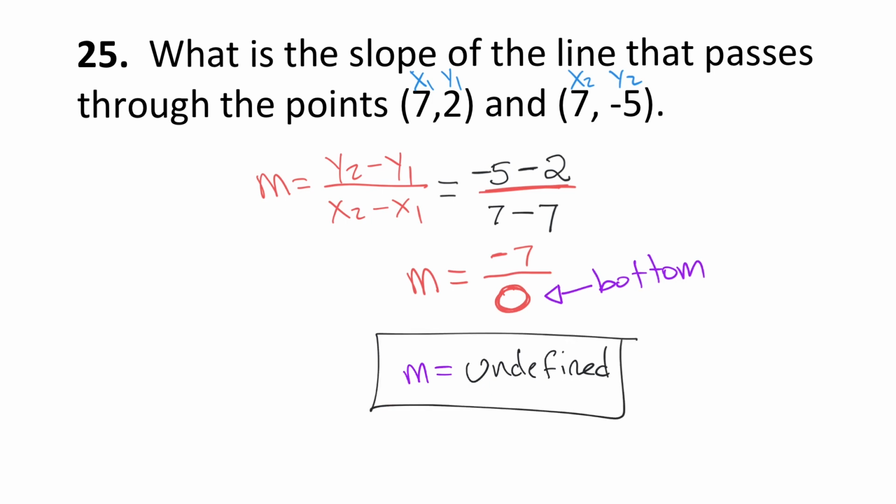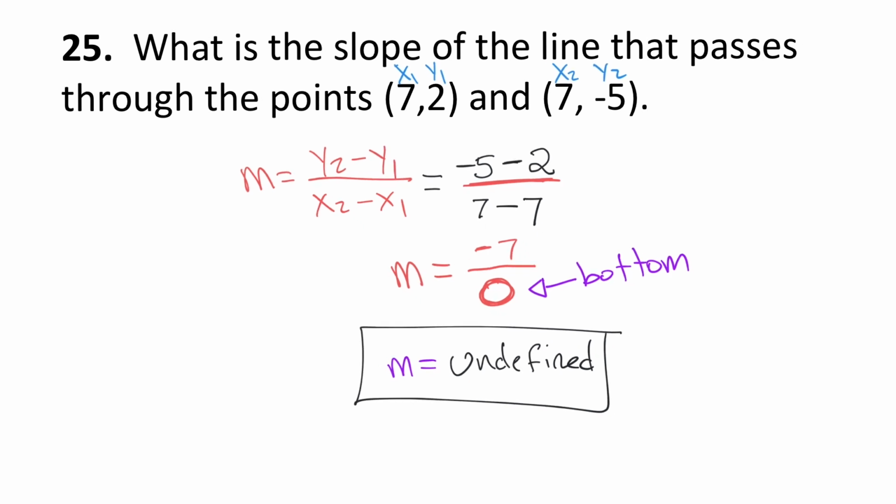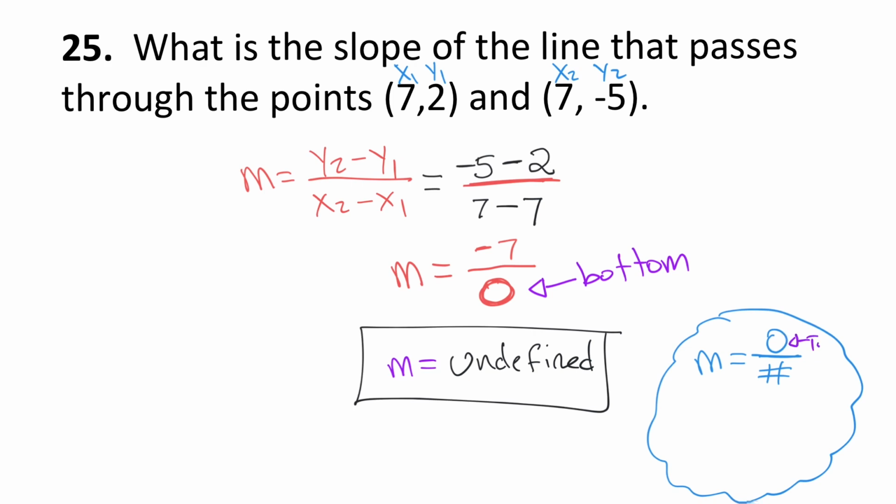Let me give you guys just a little extra review. If you have a fraction, let's say m equals 0 divided by whatever number you have on the bottom, not 0, but any other number. If the 0 is on the top of the fraction, that's when the slope is 0, okay? But if the 0 is on the bottom, it's undefined. So the question we got, we did get a 0 on the bottom. There's the slope, undefined.